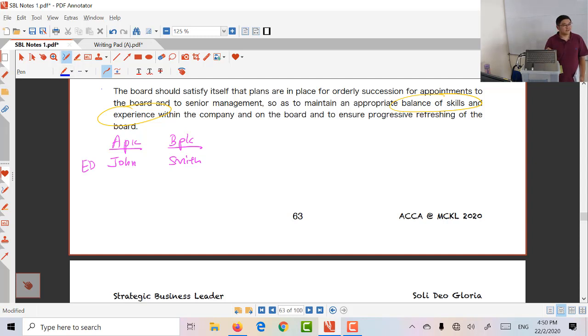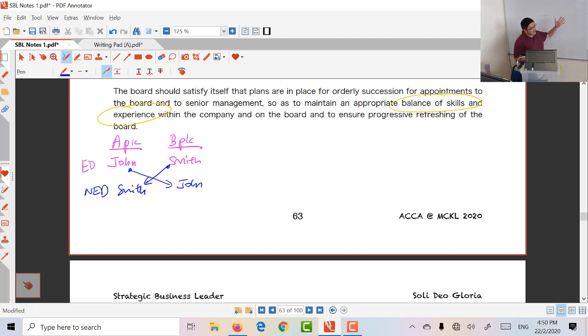So how do you have a cross directorship? John crosses over to B to become a NED, and Smith crosses over to A to become a NED. So this becomes a situation of what? Why are Smith and John not independent? How would their independence be jeopardized? Yeah, they support each other. Meaning they tell each other, I'll support you in exchange for you supporting me on my board. So eventually, John and Smith control it.